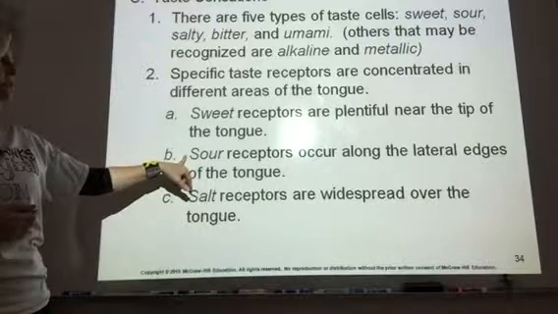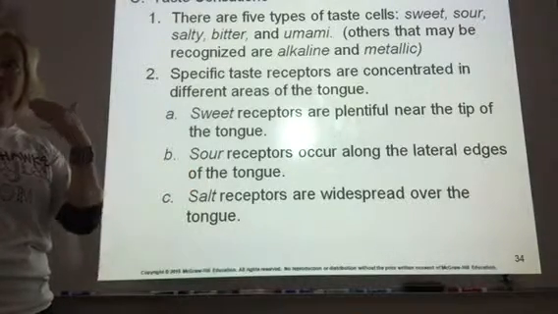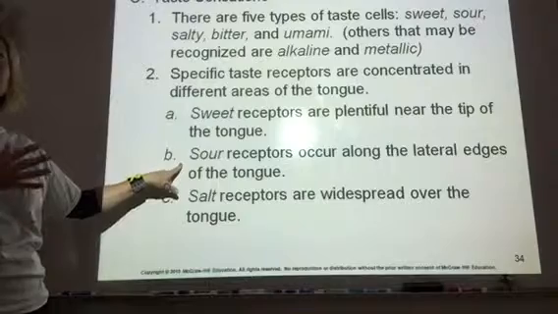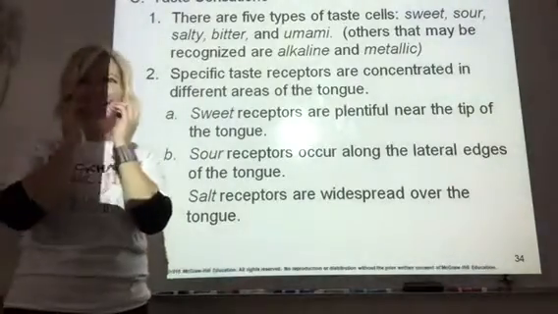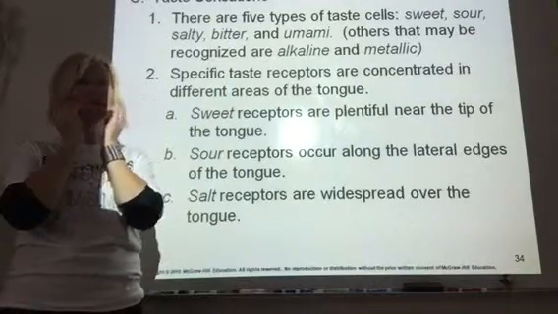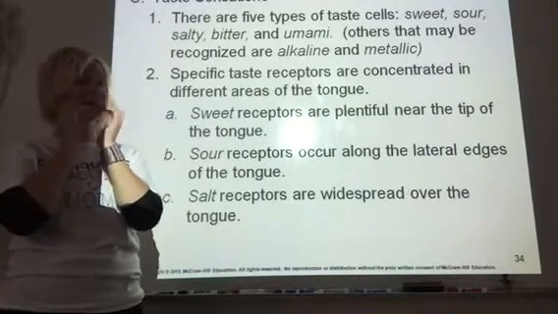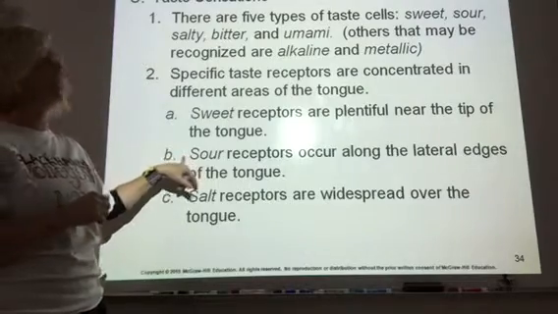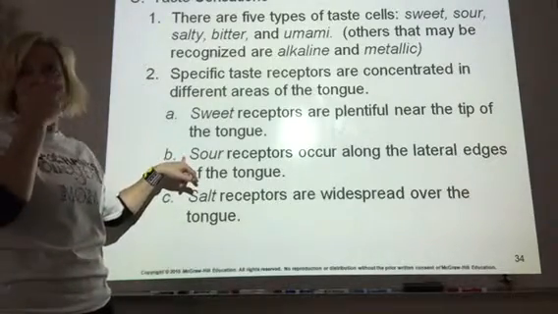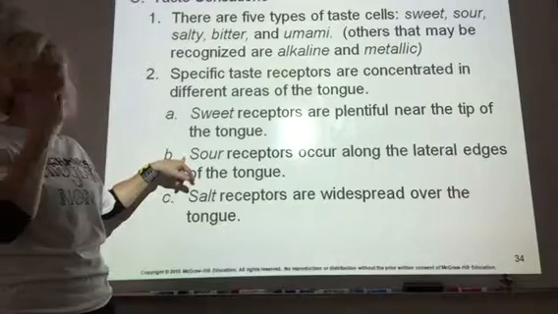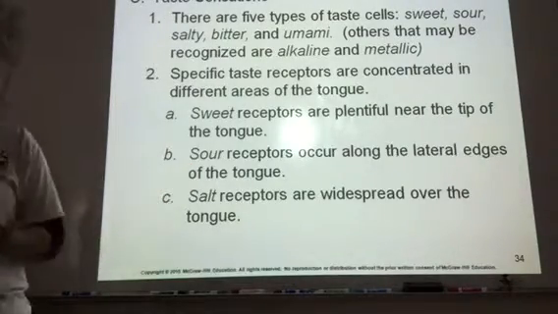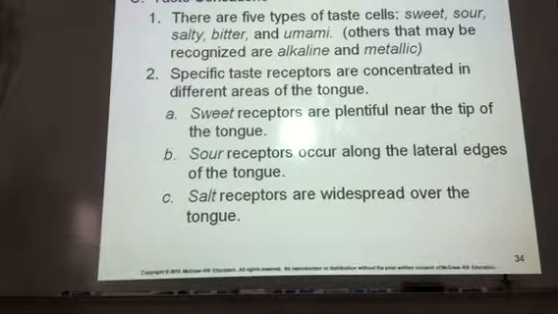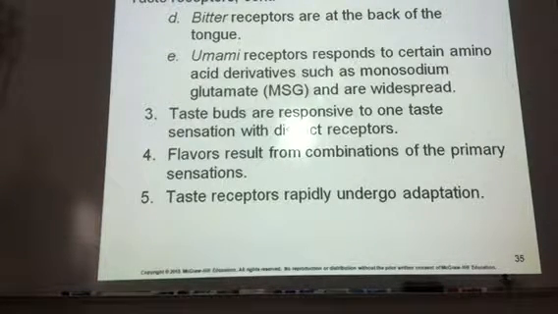Sour receptors are along the sides of your tongue. And that you kind of notice because if you eat something sour, you can feel that sensation almost in like the sides of your cheeks. And that's because the receptors are on the sides of your tongue. And once they're stimulated, you produce more saliva in that area, and you actually kind of feel that in the sides of your cheeks. Salt receptors are more spread out. They're not as specific or as a specific area.